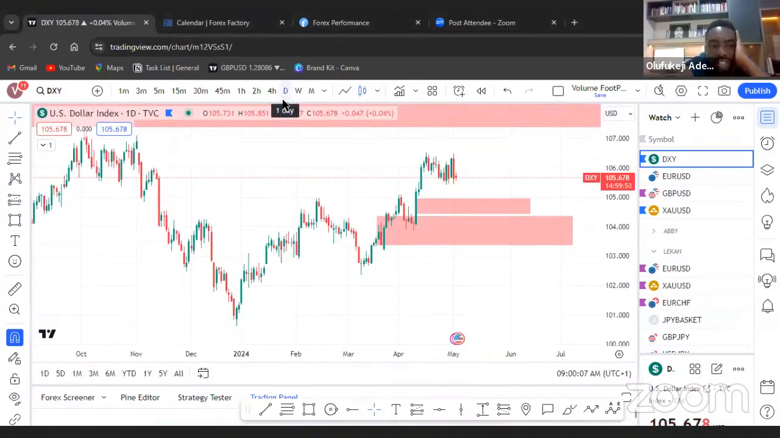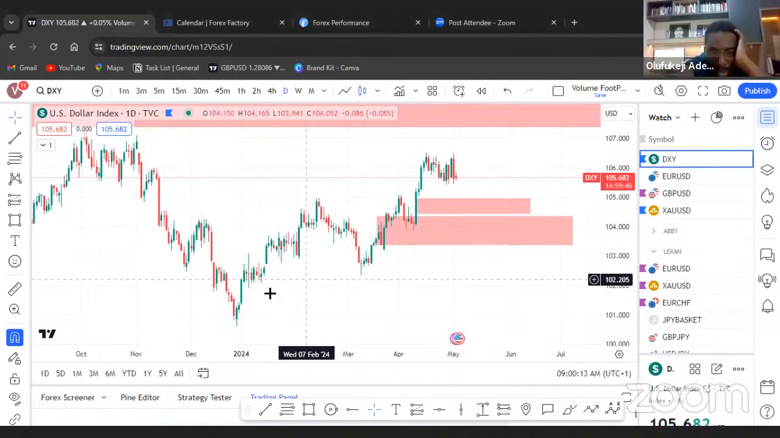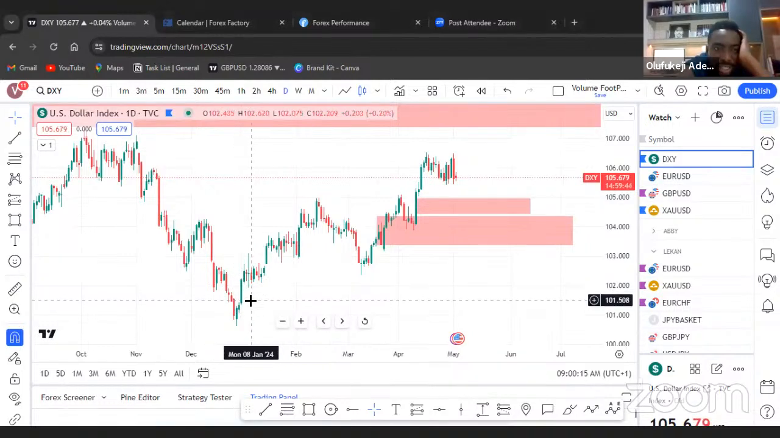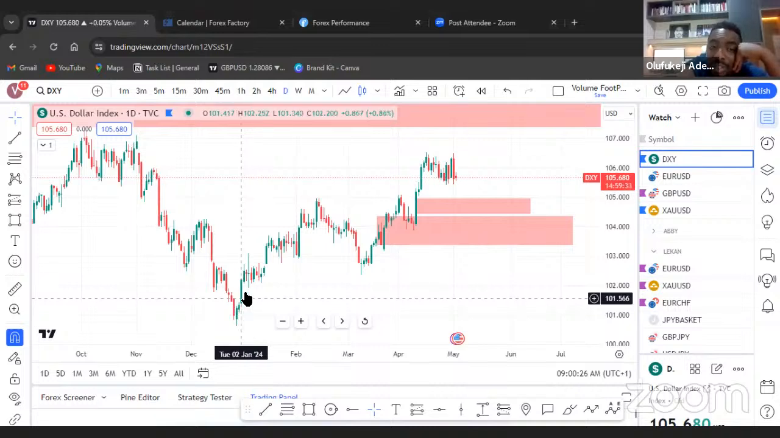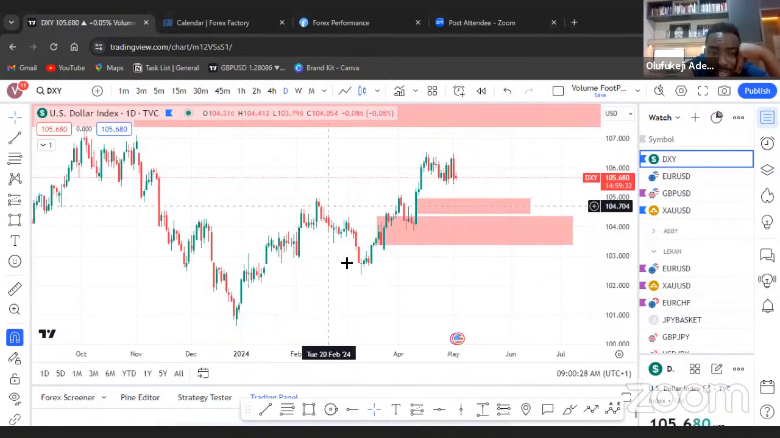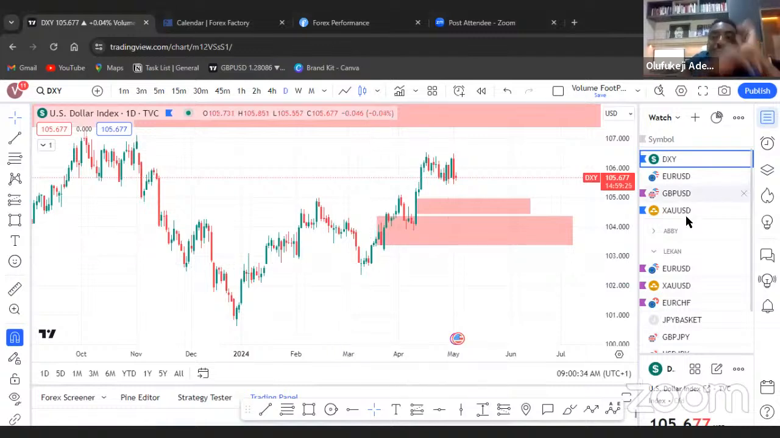All right. See, the dollar started rallying in January 2024. Okay, March, yes, but the rally really started in January, right? See where it started, 29th of December, or let us say 1st of January, then 11th of March, or 8th of March again. Now let's see gold. This is where all the problem is.